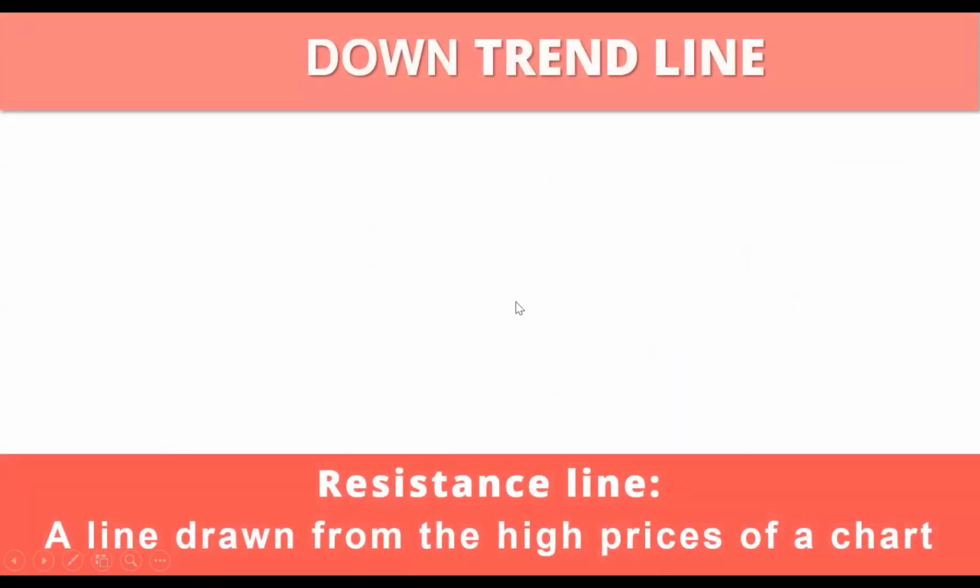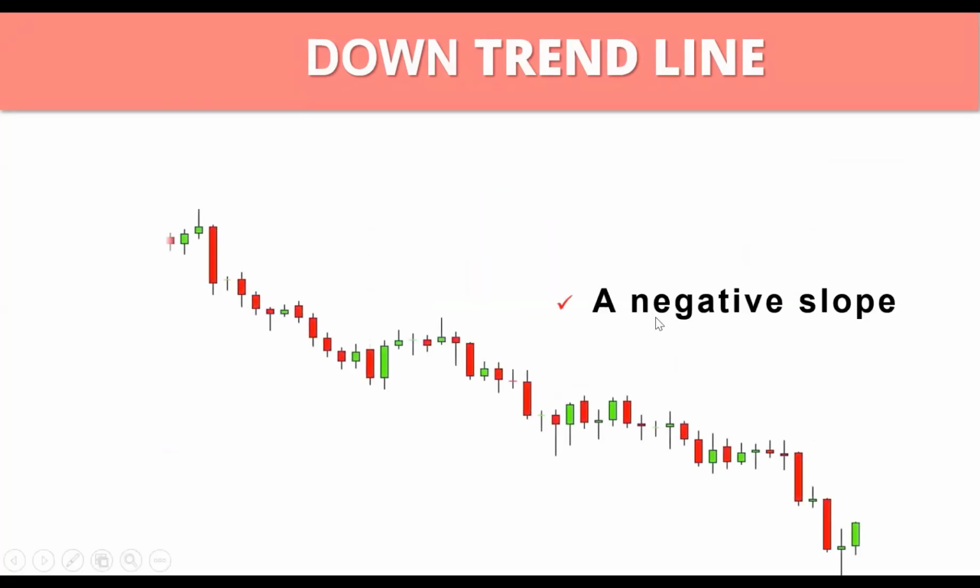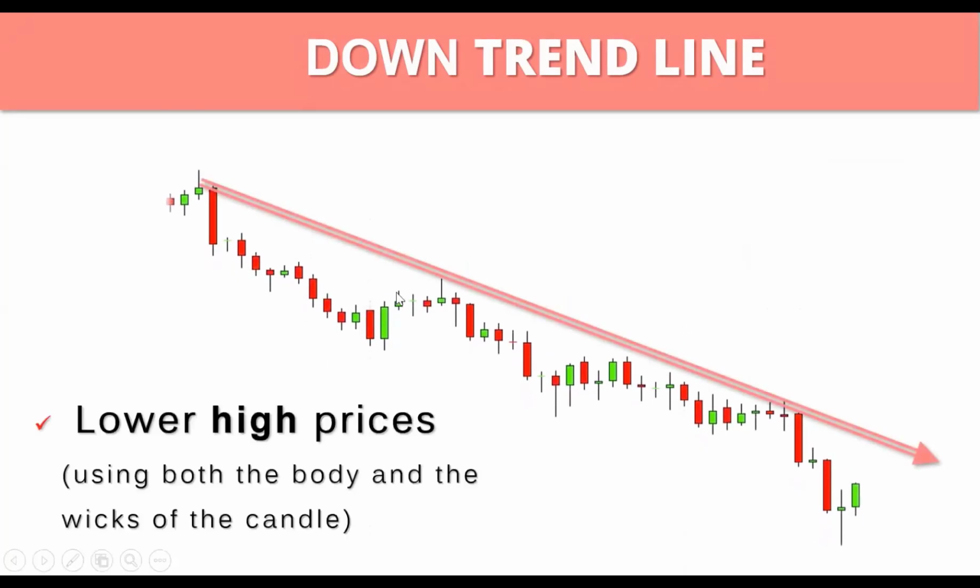Then we have the downtrend line, which we'll be using as a resistance line. A resistance line is a line drawn from the high prices of the chart. There is a negative slope where the market is clearly moving on a downtrend. There are lower high prices using both the body and the wicks of the candles. So once again, you're using the wicks and the parts of the body of the candle to establish the downtrend line. And this at the top is known as a resistance line, or what I call a ceiling level to those who have just started trading.